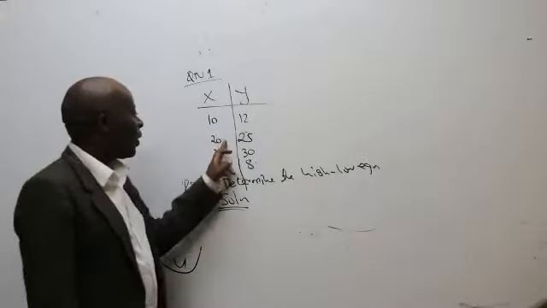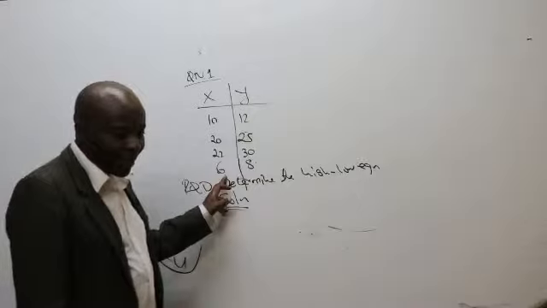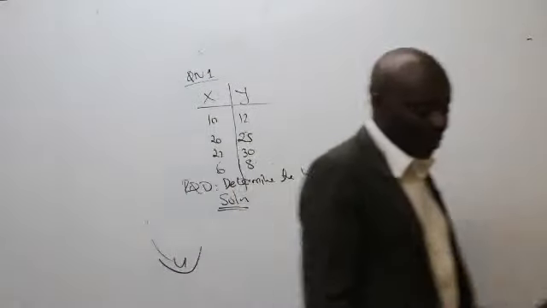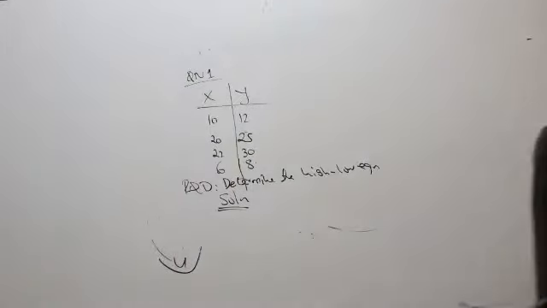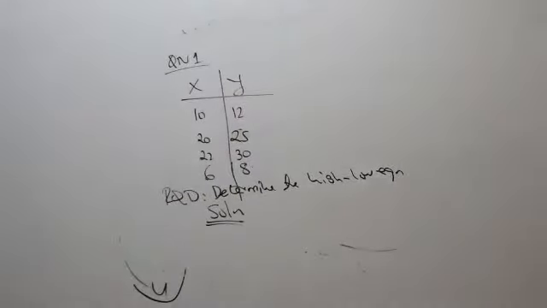So 10, 20, 22, 6. I think that is now much better. It's not your eyesight. I was also seeing the figures to be very small.